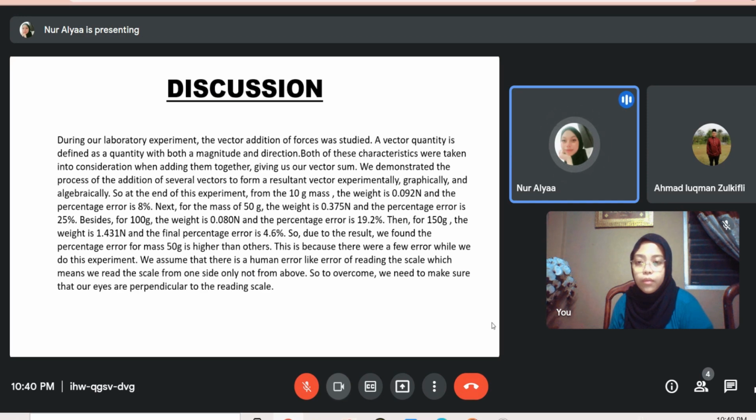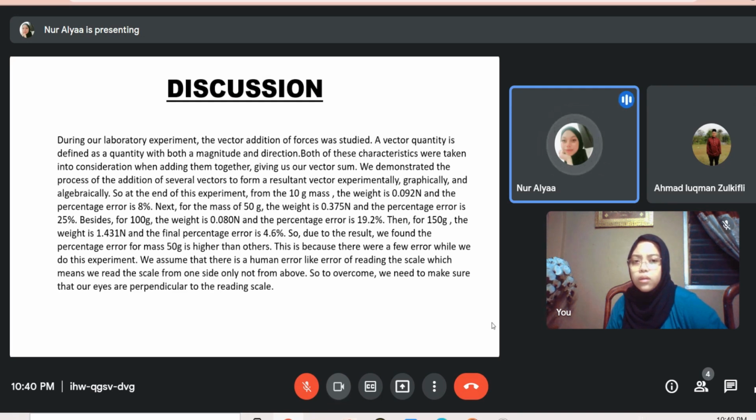So at the end of the experiment, for the 10 gram mass, the weight is 0.092 Newton and the percentage error is 8%. Next, for the mass of 50 gram, the weight is 0.375 Newton and the percentage error is 25%. Besides, for 100 gram, the weight is 0.080 Newton and the percentage error is 19.2%. Then, for 150 gram, the weight is 1.431 Newton and the final percentage error is 4.6%.